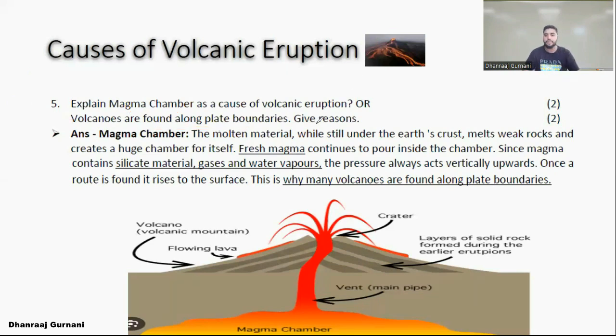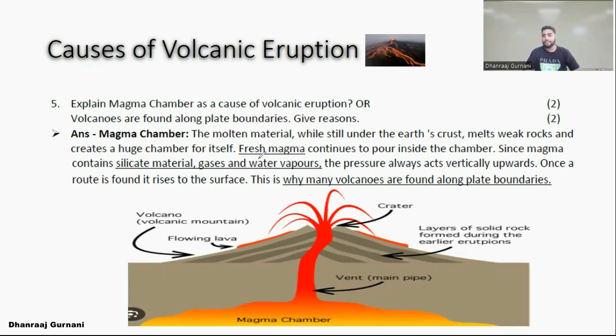The answer says the molten material, which is still under the Earth's crust, melts weak rocks and creates a huge chamber for itself. Now, this molten material inside the Earth's crust is hot. There is a lot of heat and a lot of pressure. So it melts the weak rocks and creates an empty space for itself. In this chamber, fresh magma continues to pour.